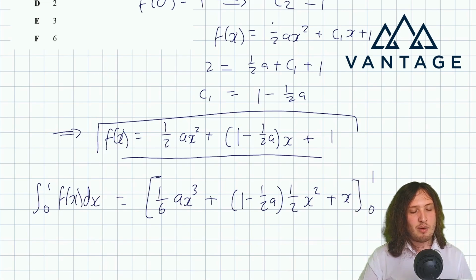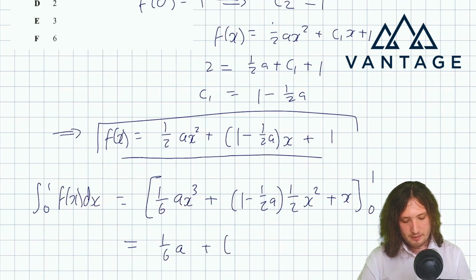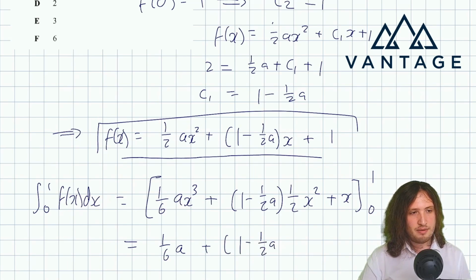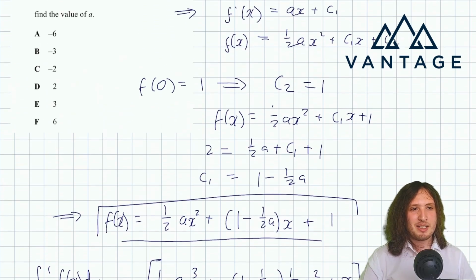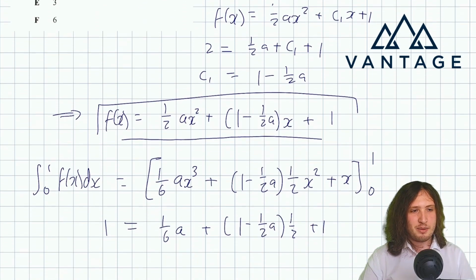I need to plug 0 and 1 in. Obviously at 0, because everything's got an x on it, I'm going to get nothing. So plugging my 1 in, I get a sixth a plus 1 minus a half a times a half plus 1. And this is what we know equals 1, because we're told that the integral from 0 to 1 of f of x dx is going to equal 1.